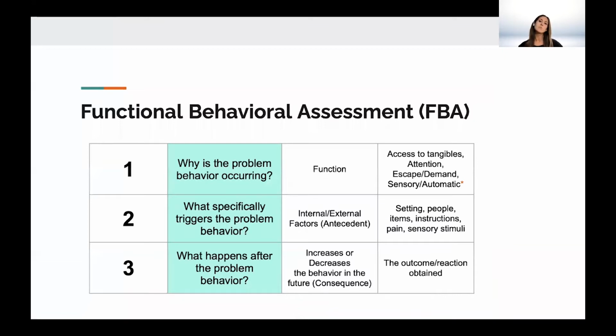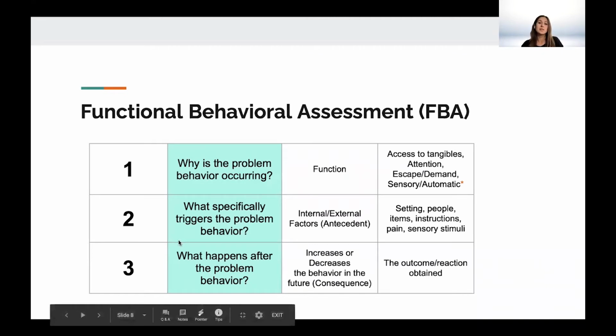And so here is when a functional behavioral assessment is important, in addressing three main questions. Number one, why is the problem behavior occurring? We want to identify the function of this maladaptive behavior, and it could be mainly for four reasons: either access to a tangible, for attention, for escaping a demand, or it could be for an internal sensory, or what we call automatic reinforcement. We'll be reviewing in a little bit more detail what each function is.